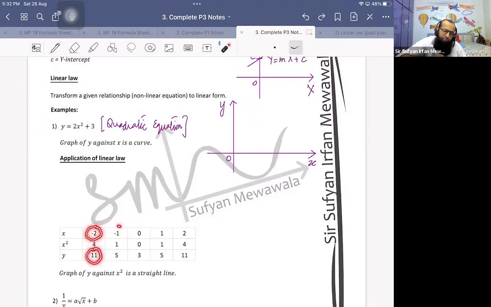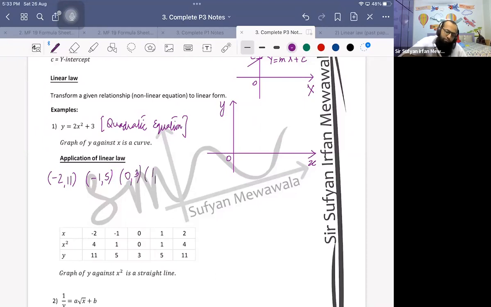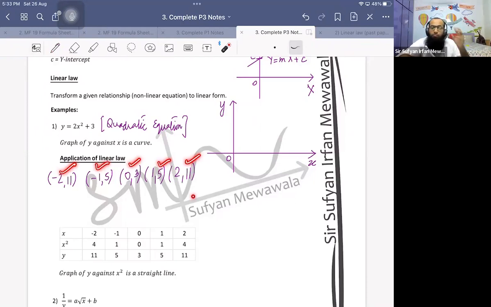If we substitute x as -1 inside the given equation, the value of y will be 5. If we substitute 0, the value of y will be 3. Substituting 1 will give us 5. Substituting 2 will give us 11. So the coordinates are (-2, 11), then (-1, 5), then (0, 3), then (1, 5), then (2, 11). Now how many coordinates do we have? 1, 2, 3, 4, 5. Altogether, we have 5 coordinates in front of us. If we plot these 5 coordinates, a curve will be made, right?